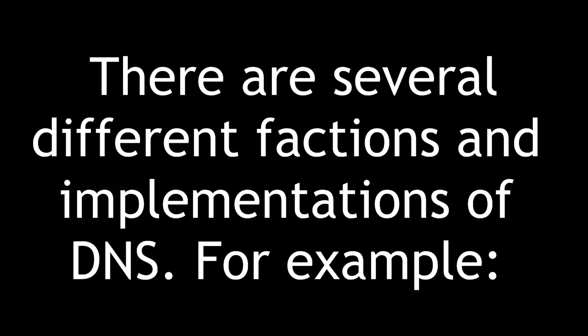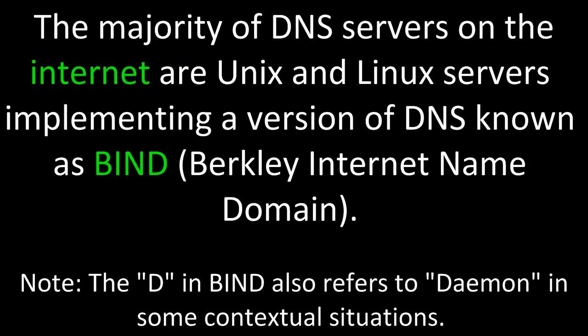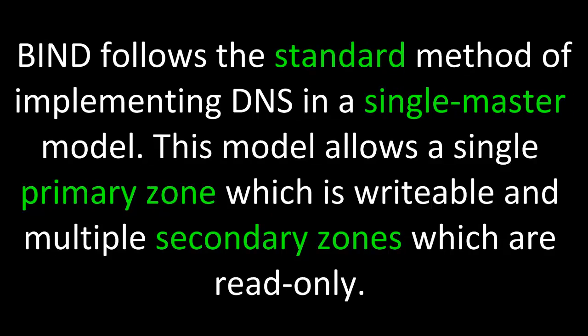There are several different flavors and implementations of DNS. For example, the majority of DNS servers on the Internet are Unix and Linux servers implementing a version of DNS known as BIND, or Berkeley Internet Name Domain. Note that BIND also refers to the daemon in some contexts. BIND follows the standard method of implementing DNS in a single master model. This model allows a single primary zone, which is writable, and multiple secondary zones, which are read-only.